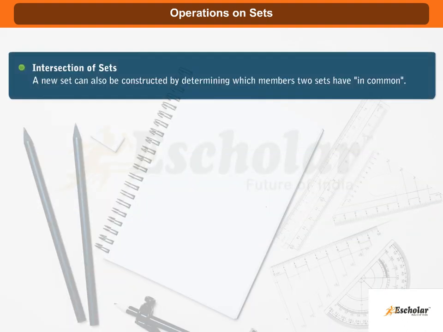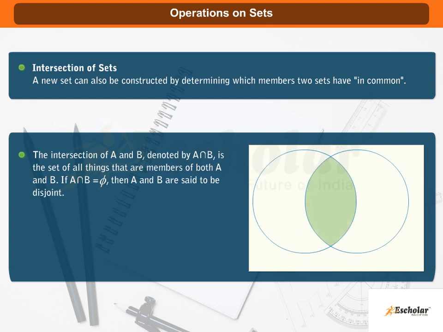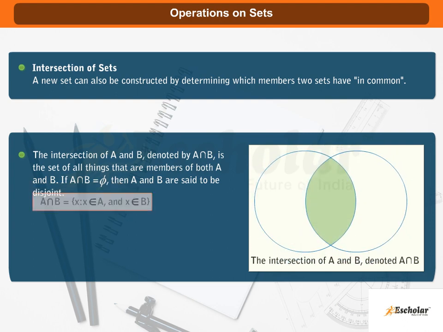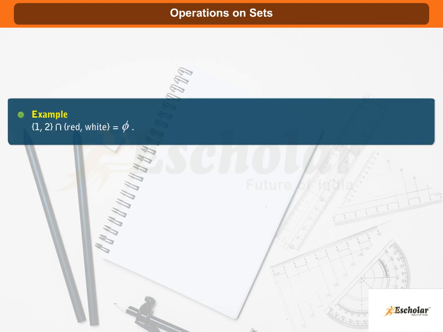The next operation is the intersection of sets. A new set can also be constructed by determining which members two sets have in common. The intersection of A and B, denoted by the symbol, is the set of all things that are members of both A and B. If A intersection B is an empty set, then A and B are said to be disjoint. Look at the examples.